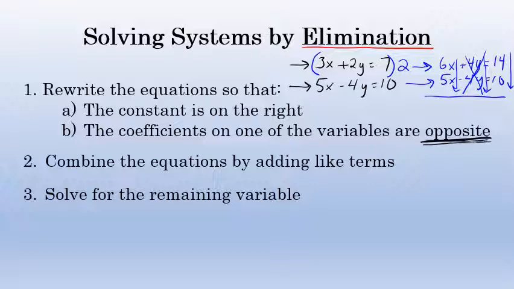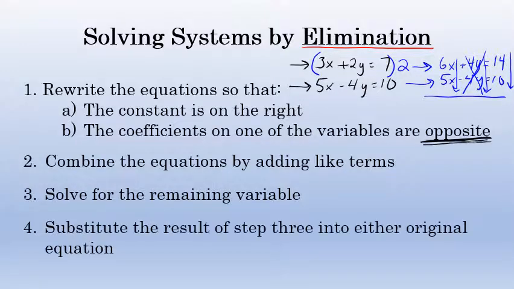Step 3: solve for the remaining variable. And after you solve for the remaining variable, you'll be able to substitute that result from step 3 into either original equation, and that will give you the value of the other variable. These steps will make a lot more sense when we follow the steps in an example that we do right now.